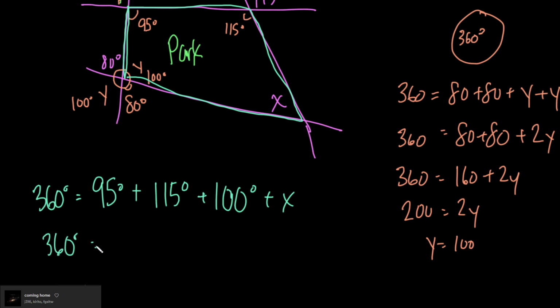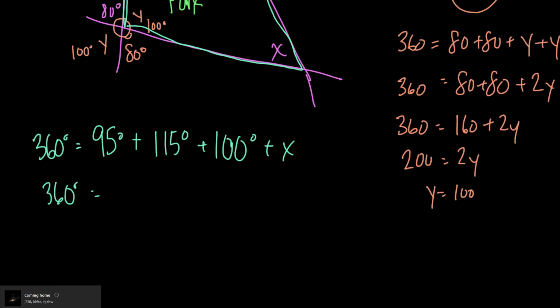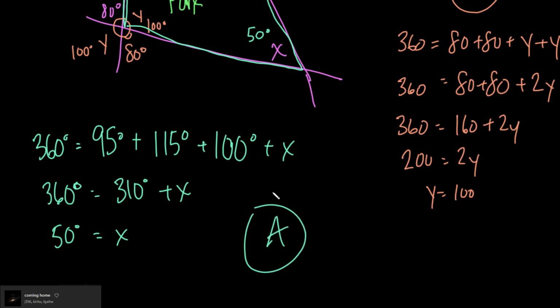360 degrees equals, I can plug all those numbers into my calculator. 95 plus 115 plus 100 equals 310, right? 310 degrees plus x. I can subtract both sides by 310. So 360 minus 310 is 50 degrees, which equals x. So I know for a fact my answer here is 50 degrees, which means my answer is A. And that's the EQAO grade 9 assessment test. Thanks.